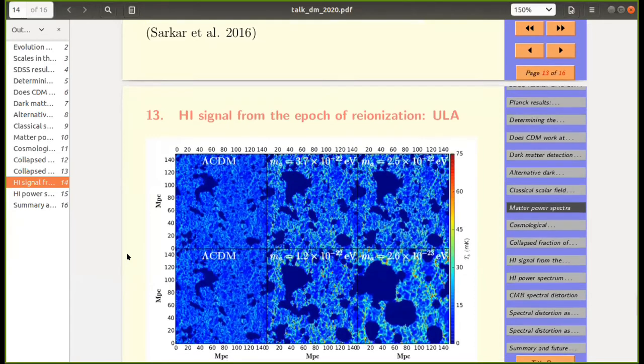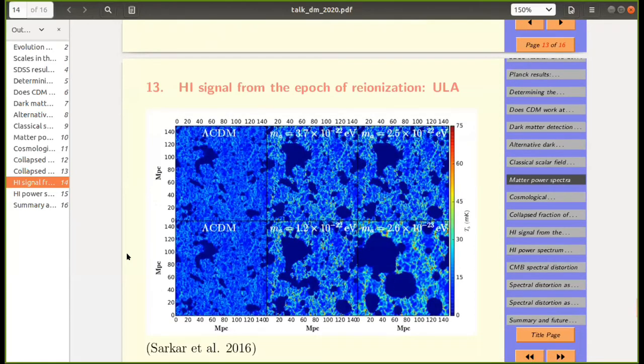So this is another thing that we can actually get from the epoch of reionization. Now this is a plot based on a simulation. This is at a redshift of 10, and it's a two-dimensional slice of what we expect from the lambda CDM model against what we expect for another model.